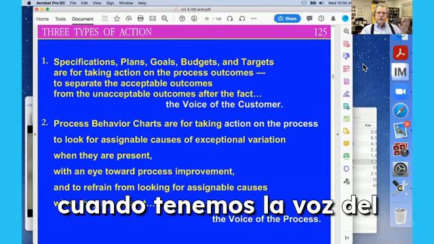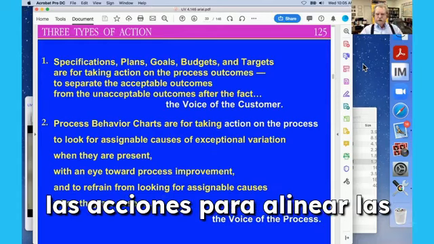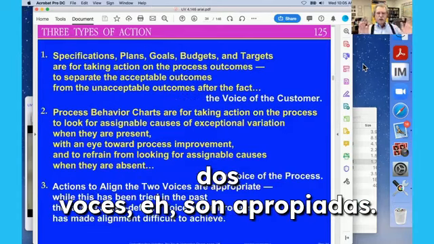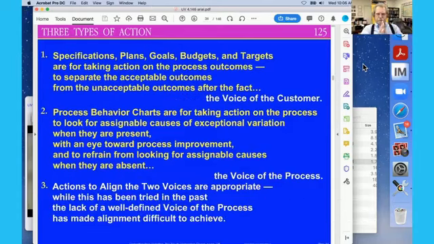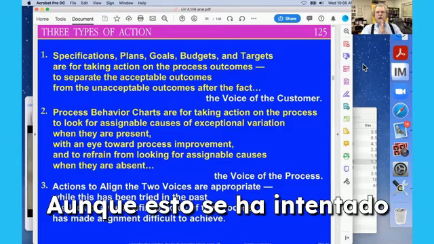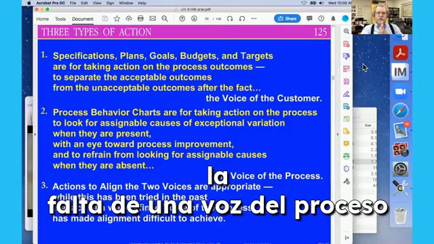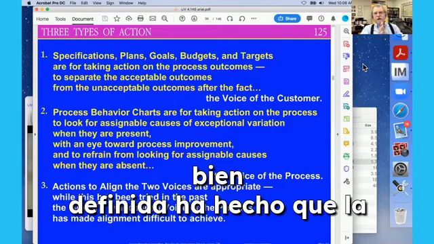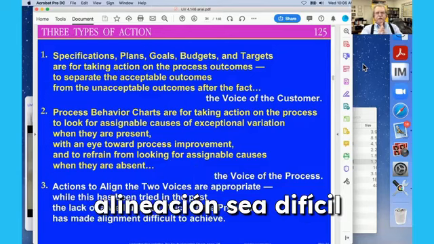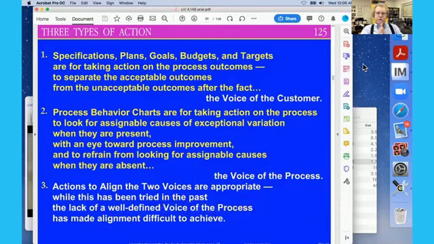Now, when we have the voice of the customer and the voice of the process, actions to align the two voices are appropriate. While this has been tried in the past, the lack of a well-defined voice of the process has made alignment difficult to achieve.